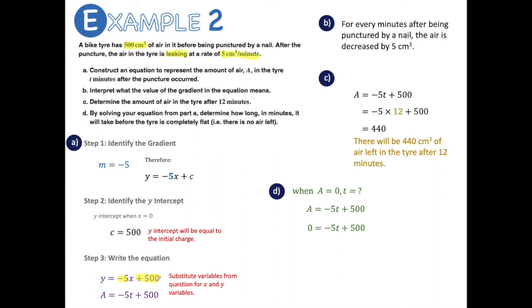Applying my reverse BIDMAS order, I'm going to shift the plus 500 over to the left-hand side by subtracting 500 from both sides. So -500 equals -5t. Working out my t value now by dividing both sides by -5, t equals -500 divided by -5, so t equals 100. So it will take 100 minutes to completely drain the air from the tire. So that is some examples of how we can model practical situations using linear equations.